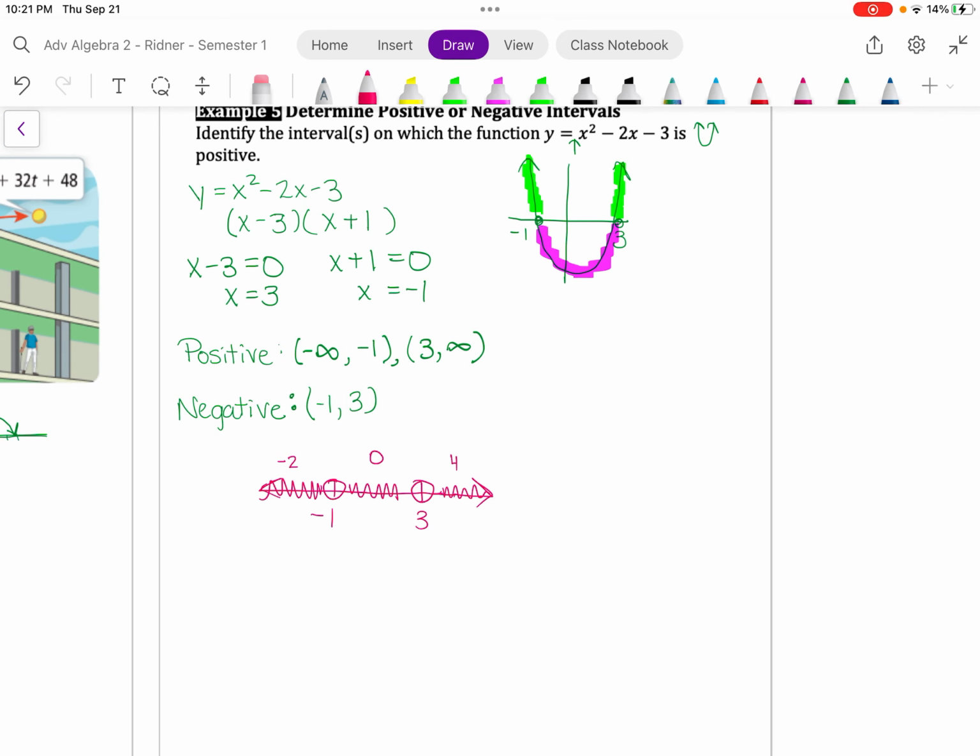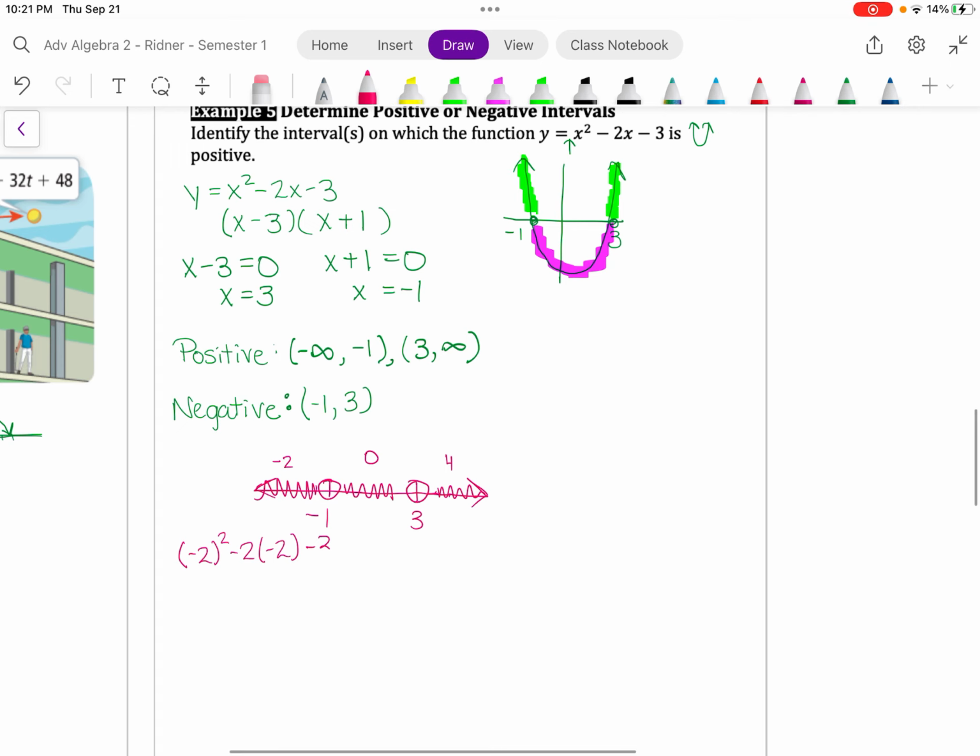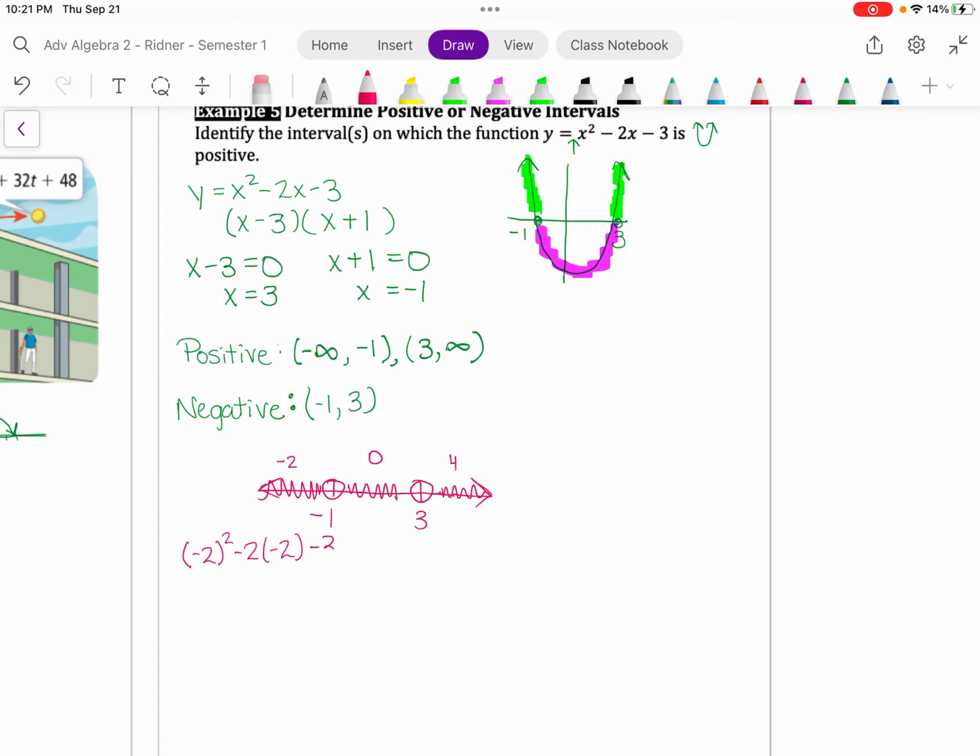What do I mean by test it? So if I did -2 squared minus 2 times -2 minus 3. So again, I just picked a number that is less than -1 to plug in. Then what do I get? 4 plus 4 is 8, minus 2 is 6. Notice that's a positive number.